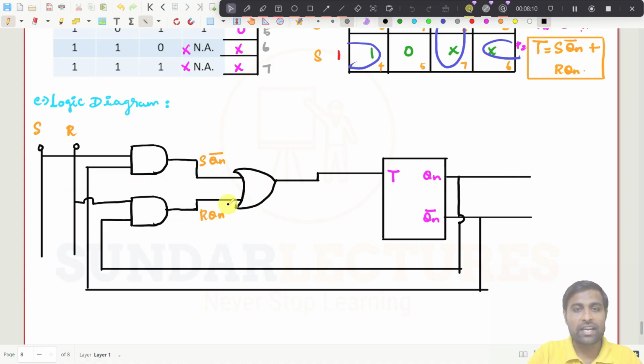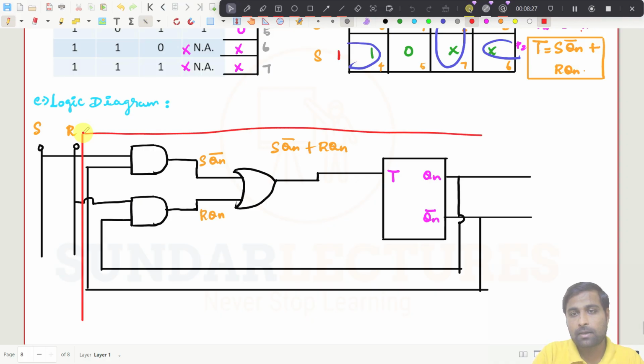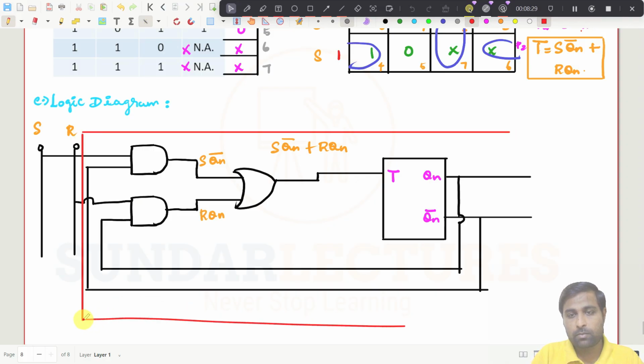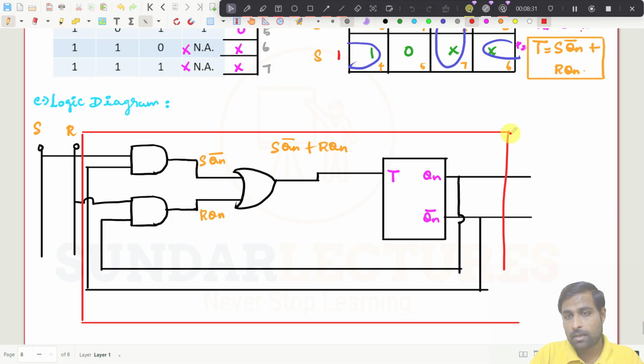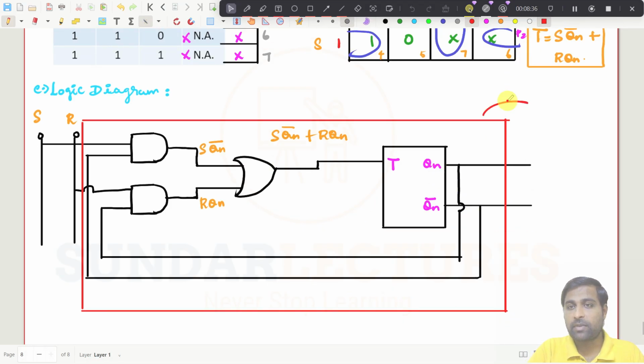So this is the diagram now. So you can directly write this one now. So this is SQN bar plus RQN. So the idea is, what is this one now? From here to this point, this is nothing but SR flip flop, right?